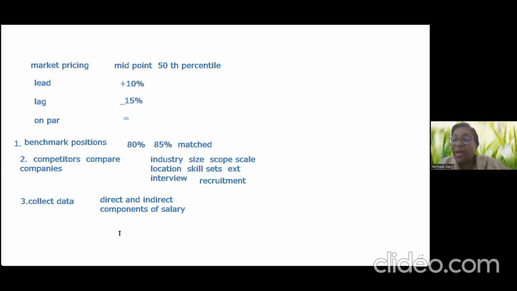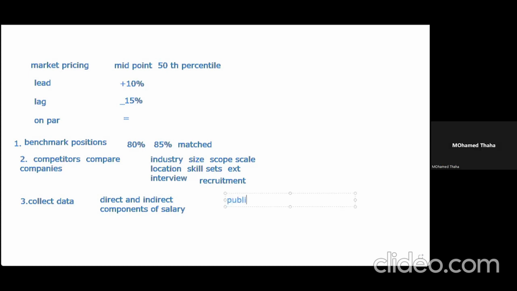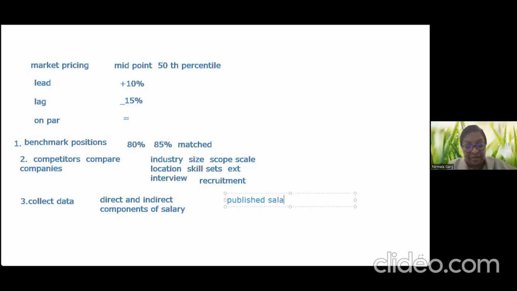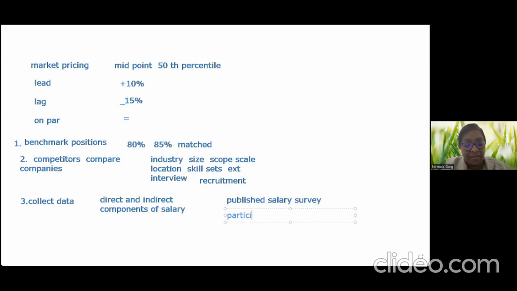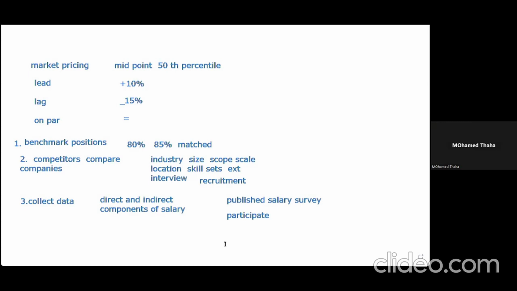Today, what we can do is actually buy published salary surveys. Published salary survey data. And who will give this data? You know, Hewitts and consultants, Mercers and Watsons and Hayes, all of them give this data. This is cheaper at a certain level. And if you say, hey, I don't even want to spend money, you can also participate in the survey and you will get the data.